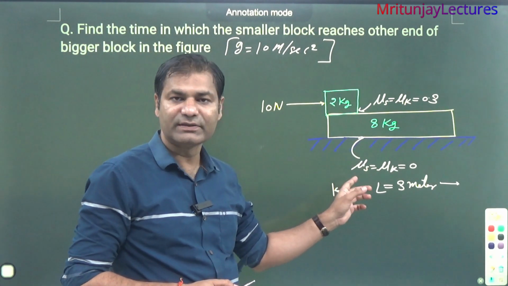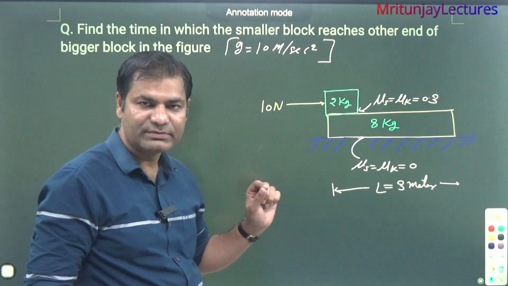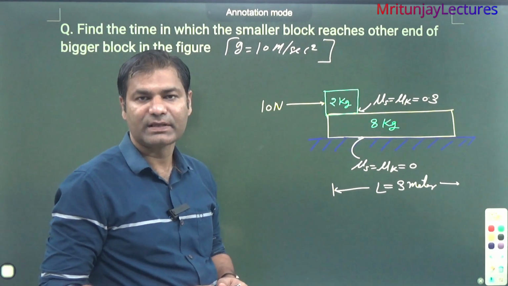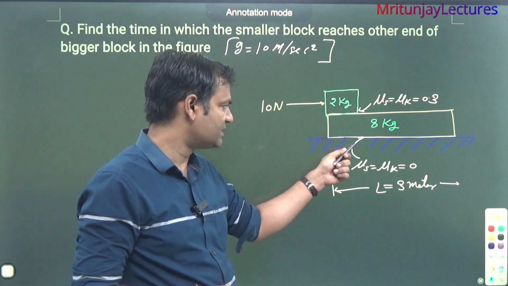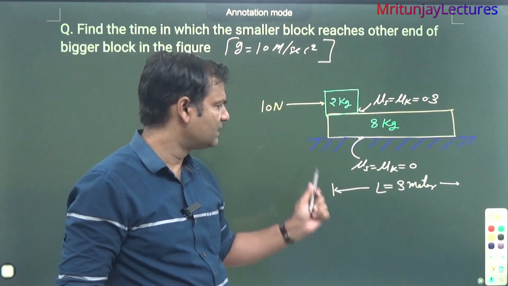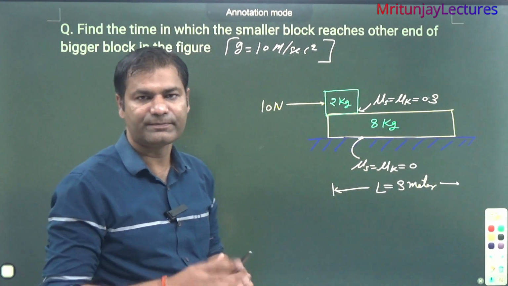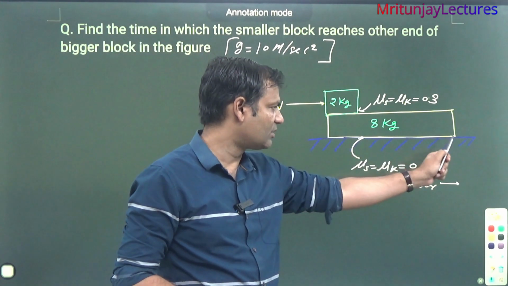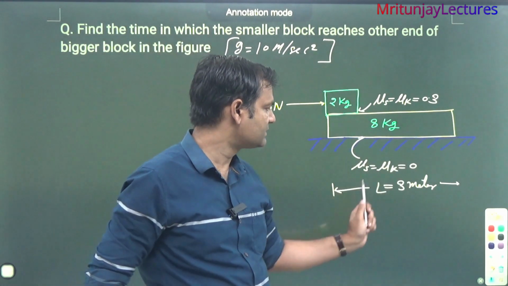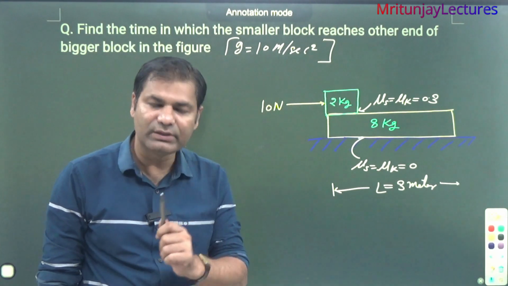Now the second one: the coefficient of static friction and kinetic friction both are the same, this will equal 0 corresponding to the plane and the 8 kg block. That surface in between the two surfaces is given like that. It means these surfaces are smooth, clear or not? And the length of the bigger block is given as 3 meter.